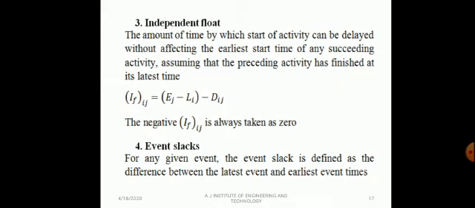Therefore, independent float is obtained by the relationship: the amount of time by which the start of an activity can be delayed without affecting the earliest start time of any succeeding activity, assuming that the preceding activity finished at its latest time. That is called the independent float. Ej minus Li minus Dij, and if a negative value comes, independent float is always taken as 0.